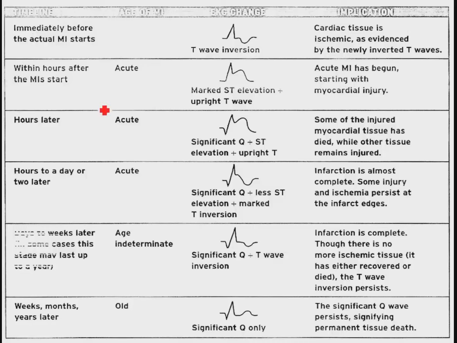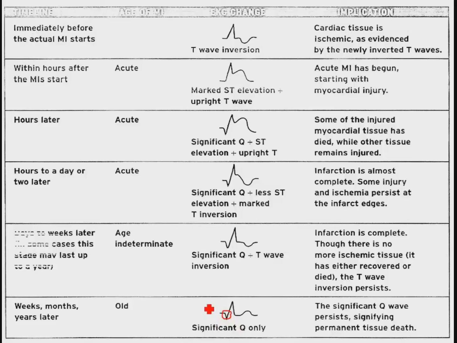Once it keeps on evolving, a few hours later, I start seeing the development of a significant Q wave, along with that ST elevation in an upright T. Then, after a couple of days, the Q wave will never go away, but the T wave flips back over, gets smaller, returns to normal. And the only thing you're left with is that significant Q wave. This is the evolution of an MI.